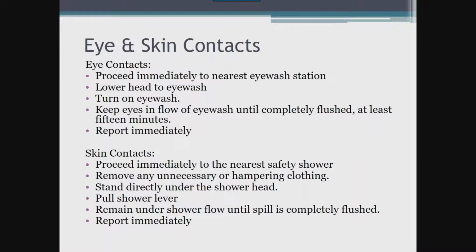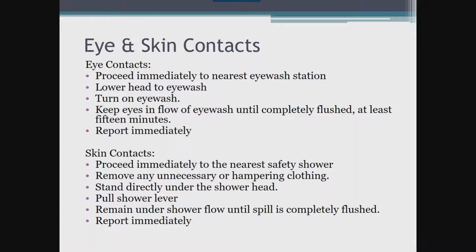In the unfortunate event of an exposure or accident, employees must act quickly in order to minimize the possibility of injury or permanent damage. For eye contacts, eyes should be immediately flushed with water for a prolonged period. After an employee has had a splash to the eyes, they should proceed immediately to the nearest eyewash station, remove the cover or caps, lower their head to the eyewash, and turn it on. They need to keep their eyes in the flow of the eyewash until they are completely flushed, which should be for at least 15 minutes.